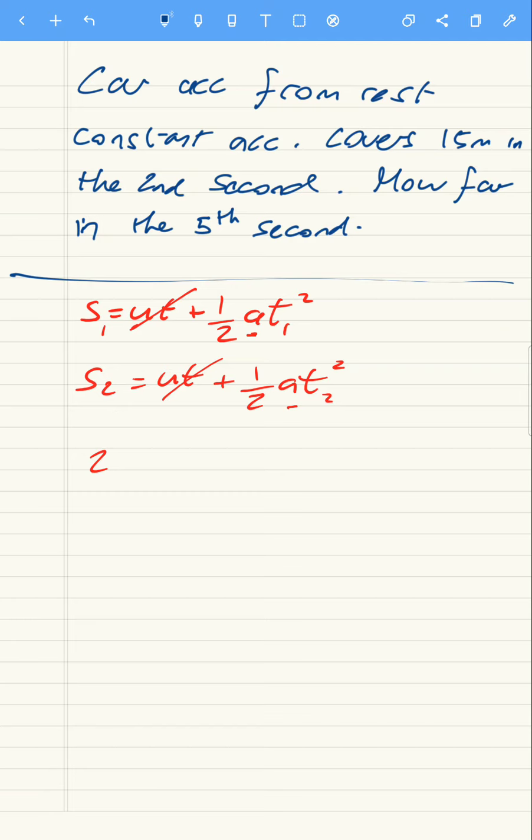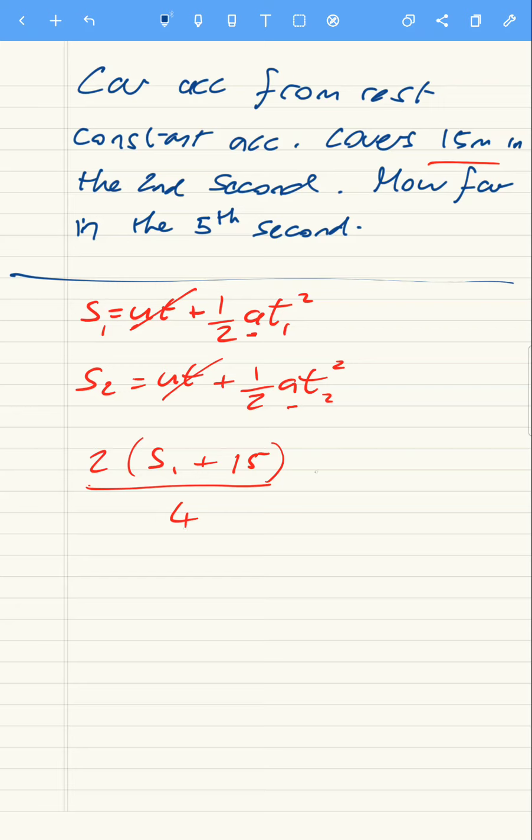Now distance 2 is the distance travelled in 2 seconds. So that's going to be 2 times the distance travelled in the full 2 seconds, which is the distance travelled in the first second, S1, plus the 15 metres that we're covering in the second. Alright. And then we're going to divide that by t squared, but 2 squared is 4.